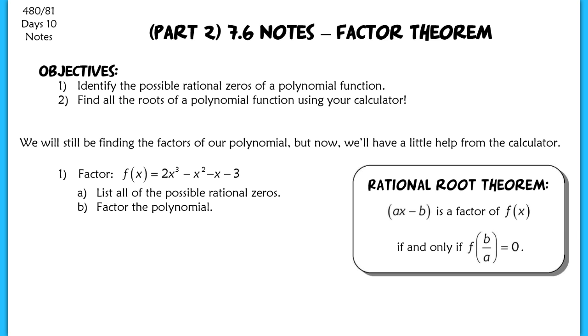The objectives for today are 1, to continue to identify the possible rational zeros of a polynomial function. So we continue with listing our possible rational p over q values, just like we did in the previous lesson. And then now we're going to find the roots, though, using our calculator. So let's first start with problem 1.